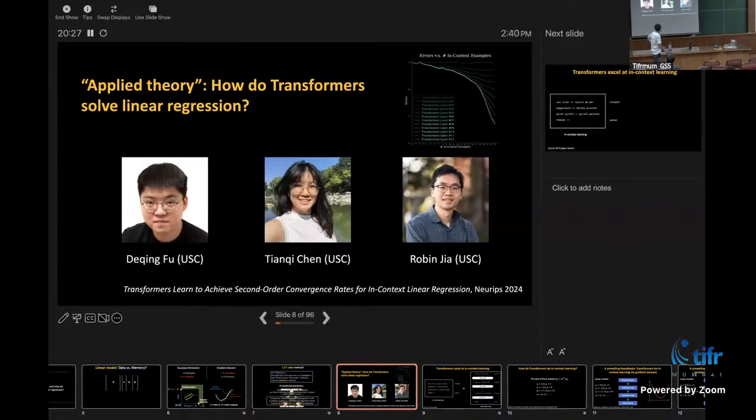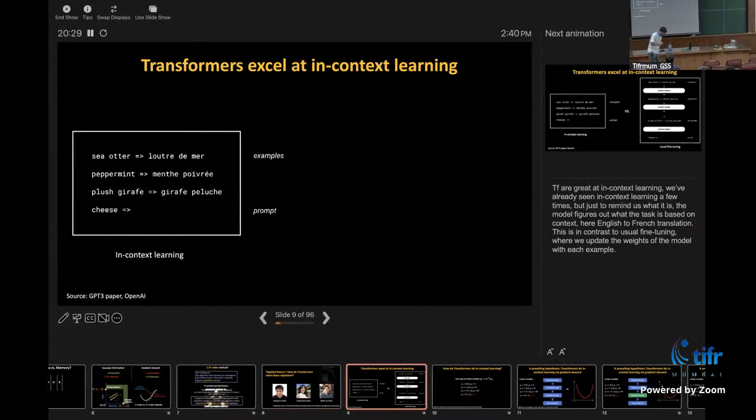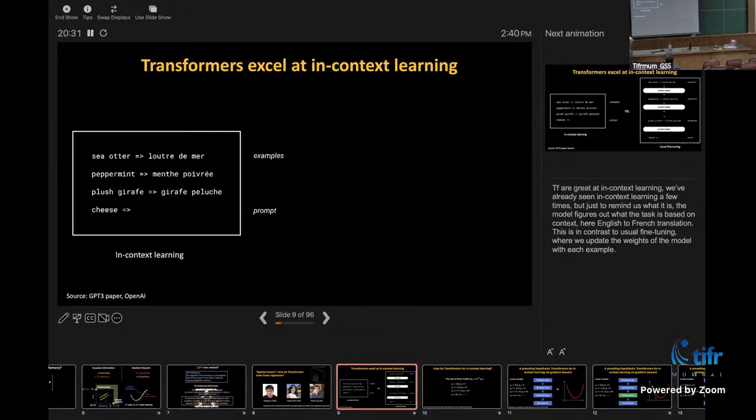So our goal here is to understand how transformers solve linear regression. It originates from a phenomenon observed about transformers and large language models, that they're really good at in-context learning. This is one of the surprising abilities of transformers. It was first pointed out in the GPT-3 paper, and it is one of the powerful things which really enables them to be very, very successful at many applications.